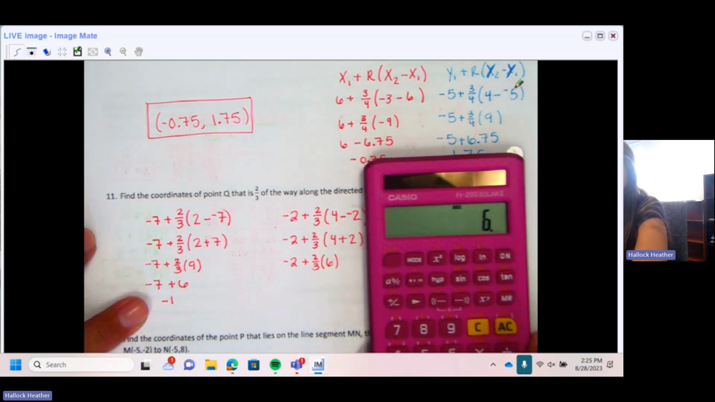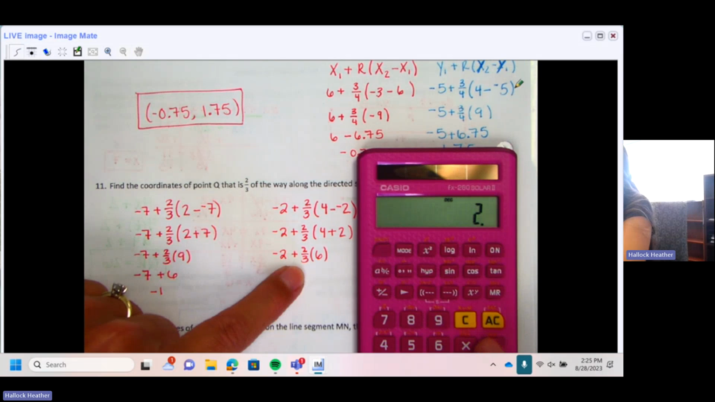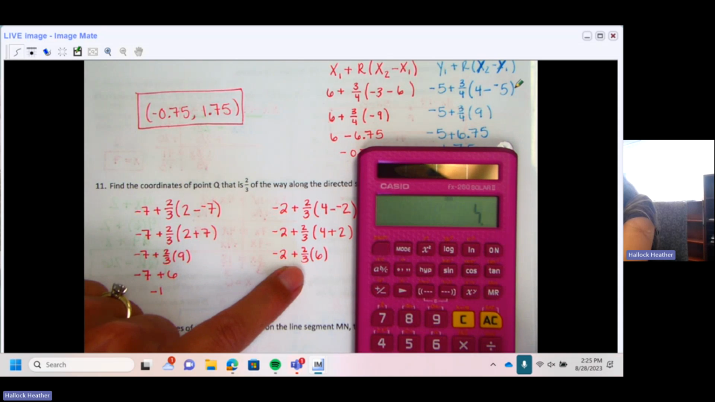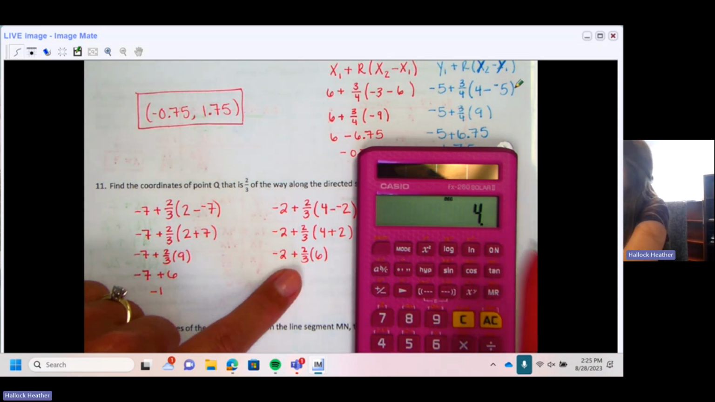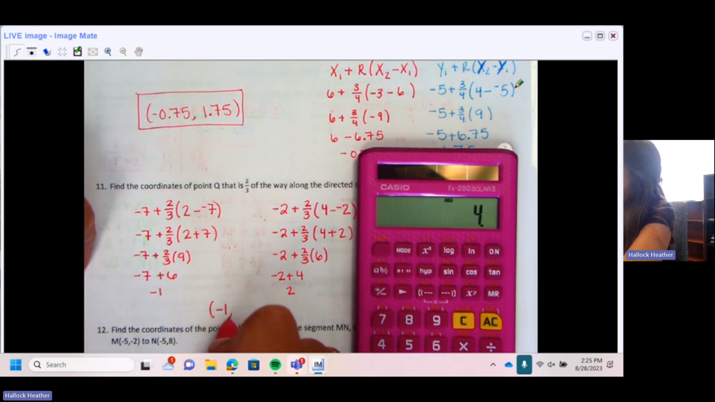Once again, I have this fraction, 2/3. I'm going to change it to a decimal, 2 divided by 3. If you round to 0.7, that is okay. Since I'm using a calculator anyways, I'm just going to keep that in my calculator and press times 6. It technically makes it more exact. So that makes 4. So -2 plus 4 is 2. So my coordinate point is at -1, 2.